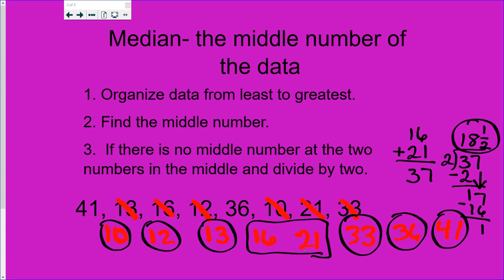So when you're finding the median, put the numbers in order from least to greatest, cross them out or circle them or whatever you want to do so that they pair off. If it's an even piece of data, take the middle two numbers, add them and divide by 2 to find your middle number. If it's not, then just take the middle number.